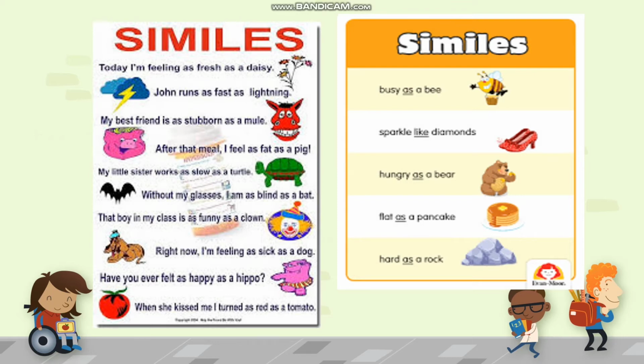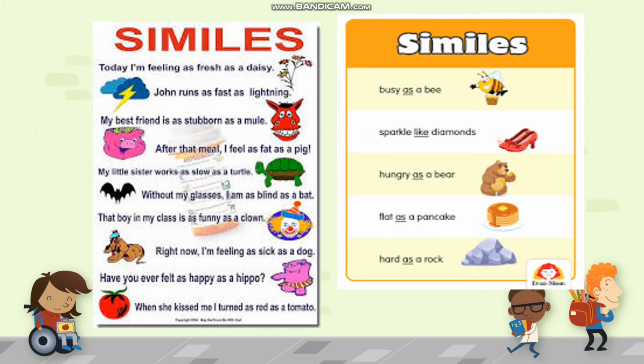My little sister works as slow as a turtle. We are comparing little sister and turtle using as. मेरी बहन turtle जितनी slow है. हम उन दोनों चीजों का comparison कर रहे हैं. Without my glasses, I am as blind as a bat. That boy in my class is as funny as a clown.